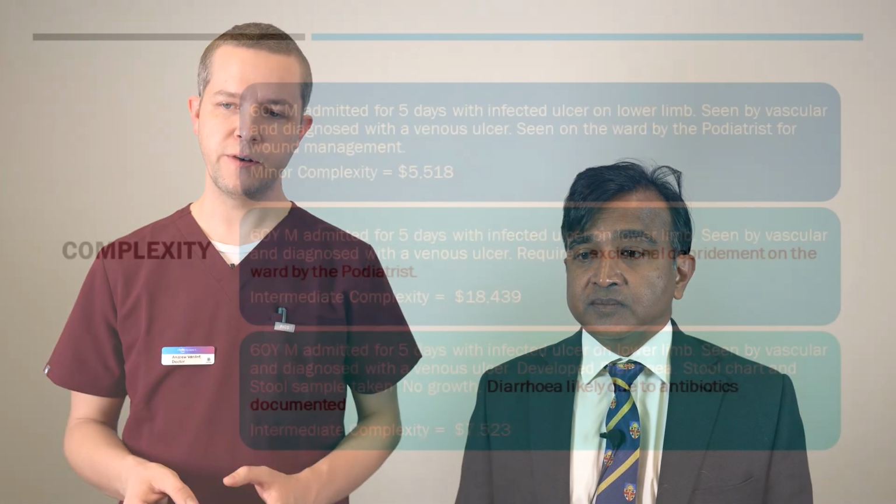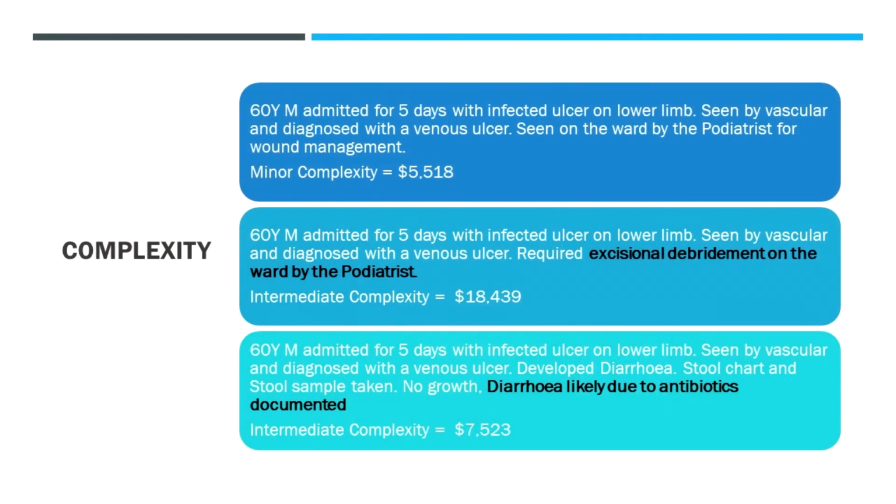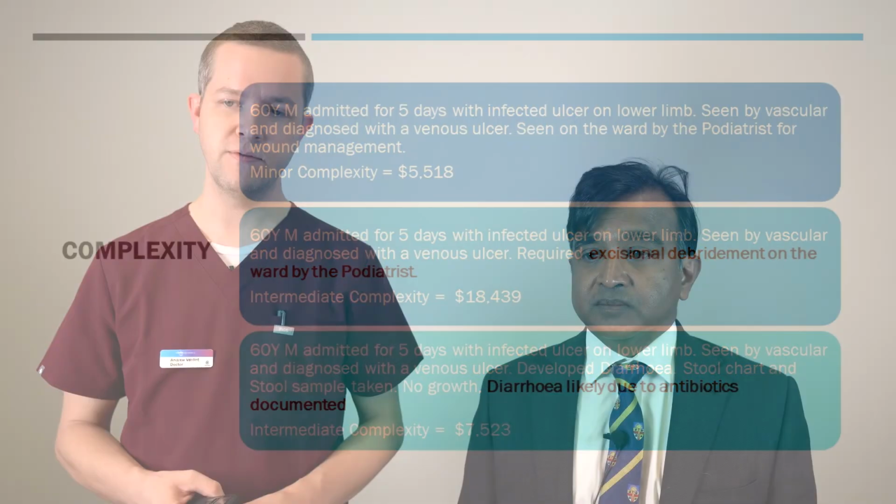And on the last one, maybe there's no intervention here, there's the venous ulcer, but through the antibiotics, we've induced some diarrhea, which is obviously going to intervene with the patient and maybe prolong their stay whilst we're investigating that. And so even that small and perhaps simple addition actually increases the complexity to intermediate, and along with that, the funding. So Allied Health, they play a very important role.